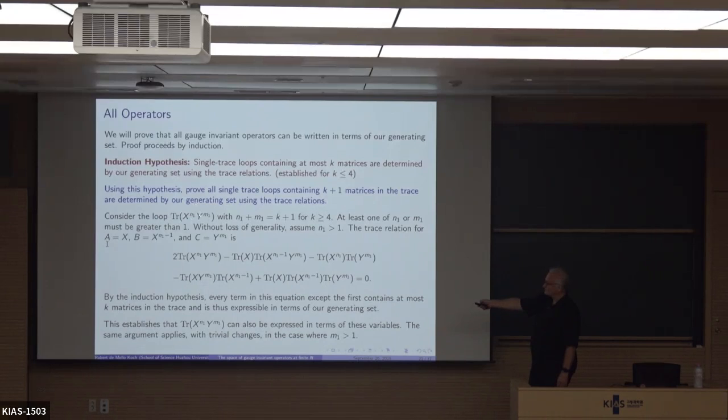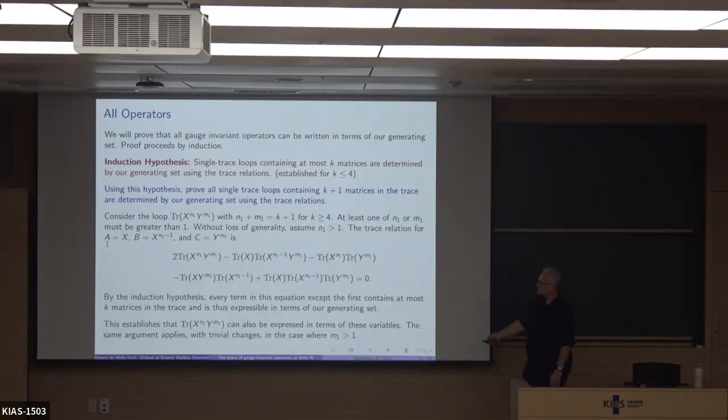Trace of x to the n1, y to the m1, with n1 plus m1 equal to k plus 1. This is not the most general gauge invariant operator, it's just the one I'm starting with. I'm choosing k to be bigger than or equal to 4, so n1 plus m1 is at least 5. They are both non-negative, which means at least one of these two integers must be bigger than 1.